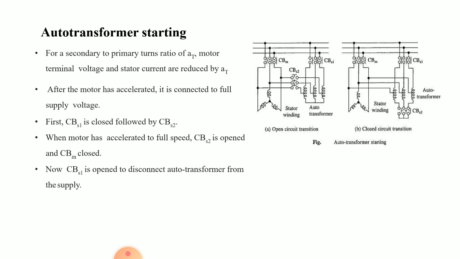There are three circuit breakers used, marked as CBM, CBS1 and CBS2. Initially, the circuit breaker CBS1 is closed. Then the breaker CBS2 will be closed. When the motor has accelerated to full speed, then the breaker CBS2 is opened and the circuit breaker CBM is closed. Now the circuit breaker CBS1 is opened to disconnect the auto transformer from the supply.